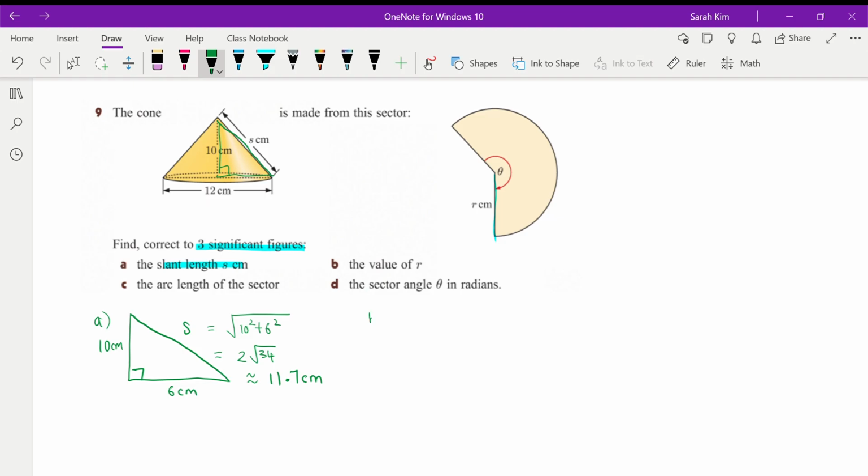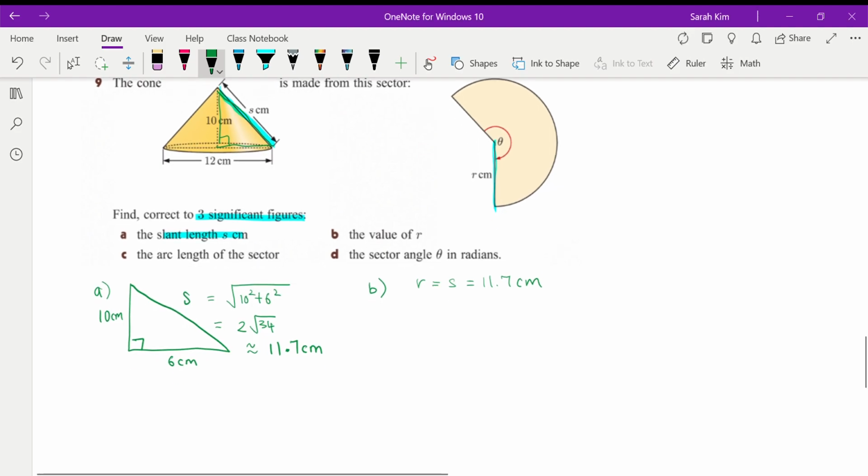Let's try B. The value of the R. Well, if I have a look here, it's actually the same as the S from what I see. So if I kind of unravel this, that looks exactly the same as my R. So I'm just going to assume my R is the same, 11.7 centimeters. I might just quickly double check the answers with that. I don't have my answers up. Okay, we're just going to keep going and hopefully it's right.